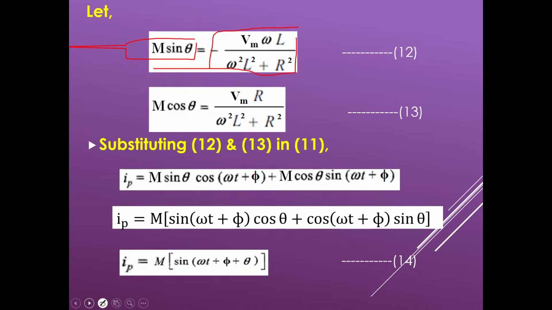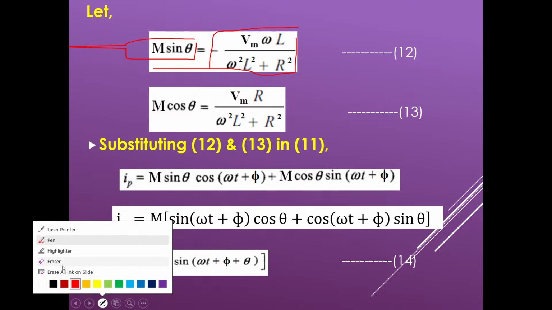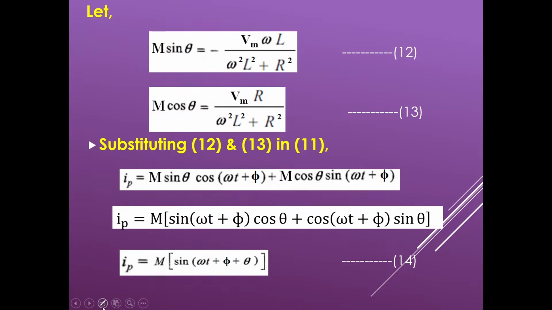So let us assume m sin theta is equal to minus Vm omega L by omega square L square plus R square. Consider it as equation number 12. Similarly, m cos theta is equal to Vm R by omega square L square plus R square. Consider it as equation number 13.